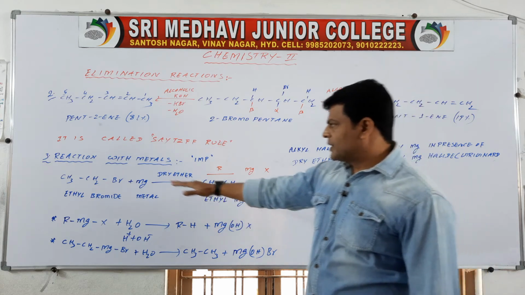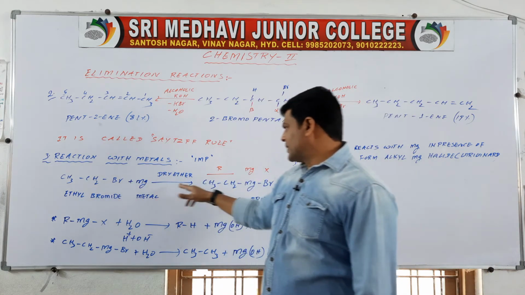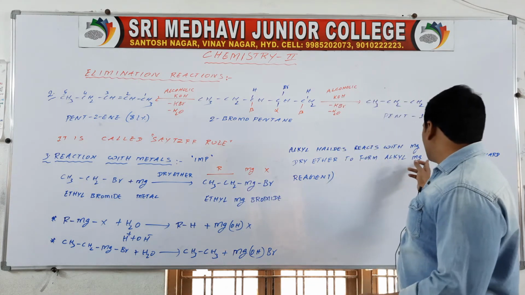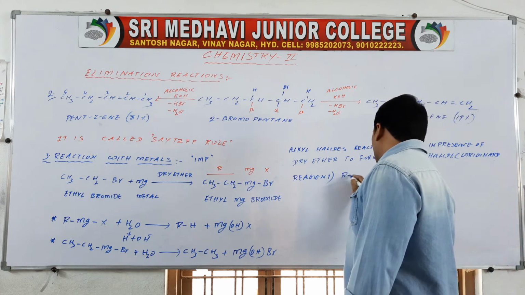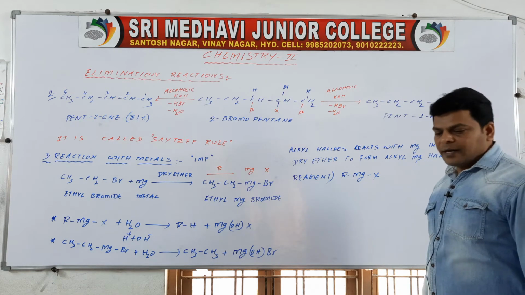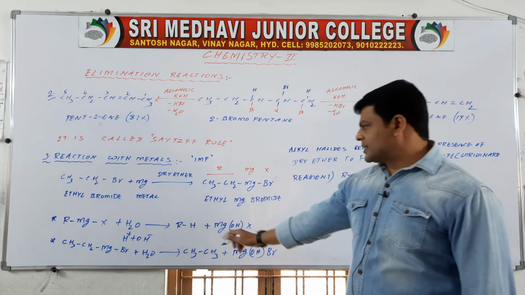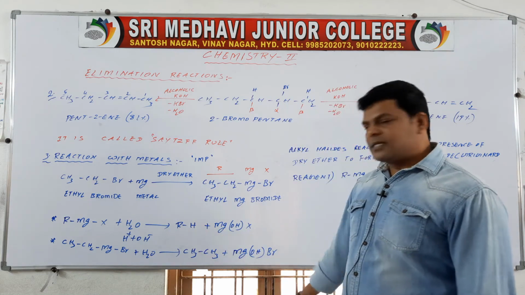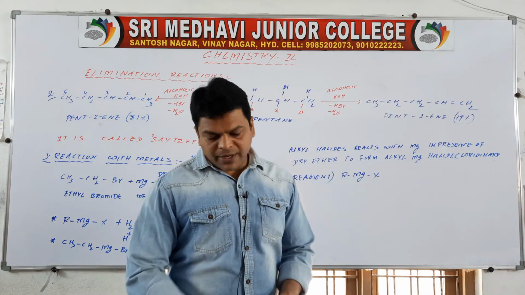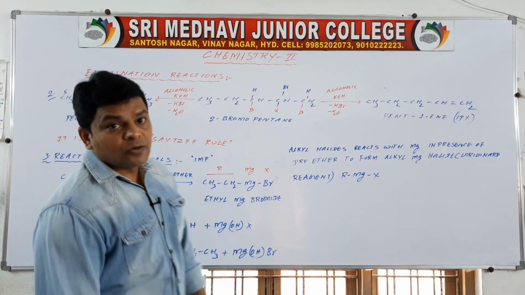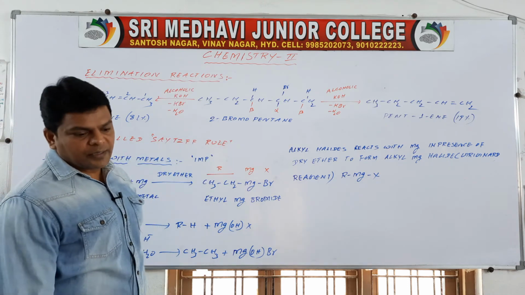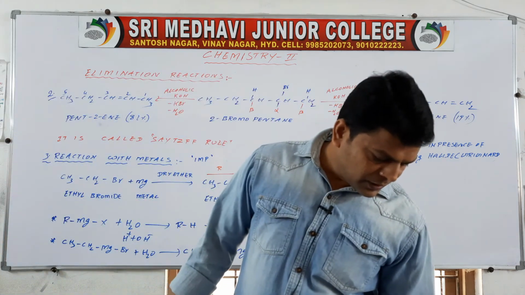Next, reaction with metals: alkyl halides react with magnesium and give alkyl magnesium halides, RMgX, which are called Grignard reagent. Grignard reagent dissolved in water gives rise to hydrocarbons and magnesium hydroxy bromide. Next we are going to discuss the Wurtz reaction, a very important reaction.